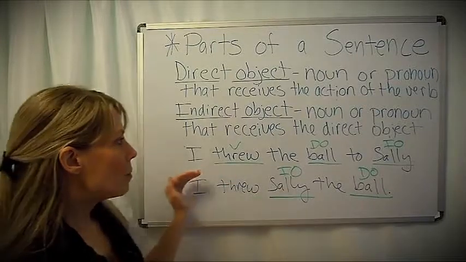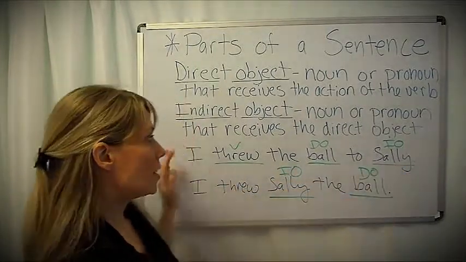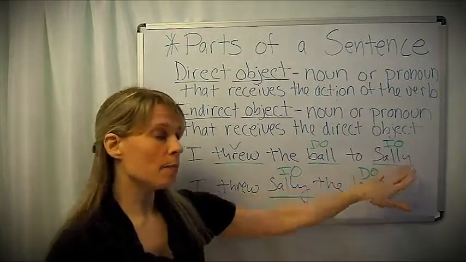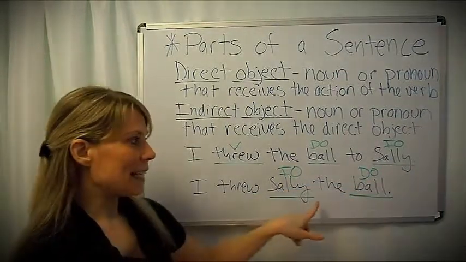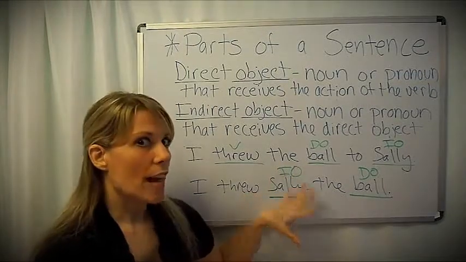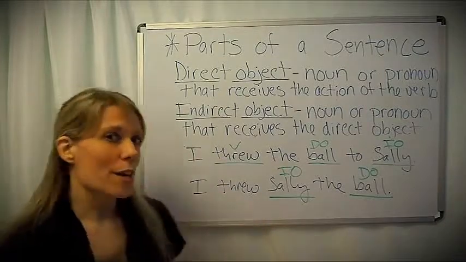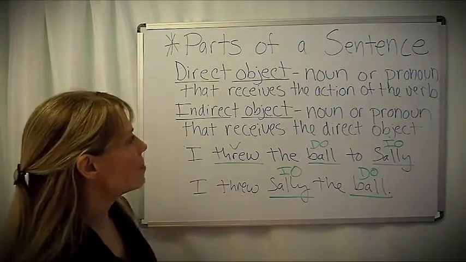They may be able to pick out the direct or the indirect object when the sentence is phrased like this, but when it's phrased like this, people make the mistake of labeling whatever is after the verb as the direct object. So just be careful there, don't get tripped up with that one.